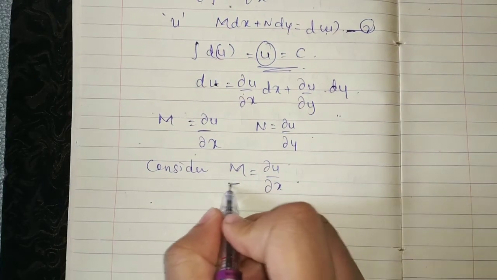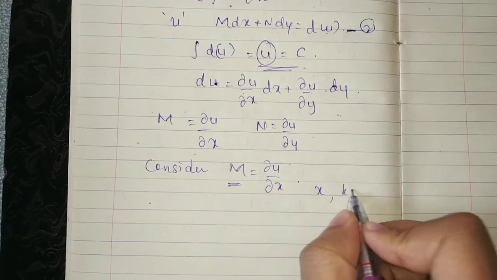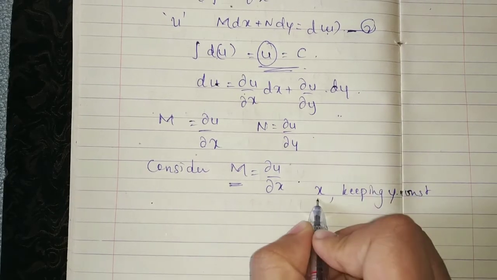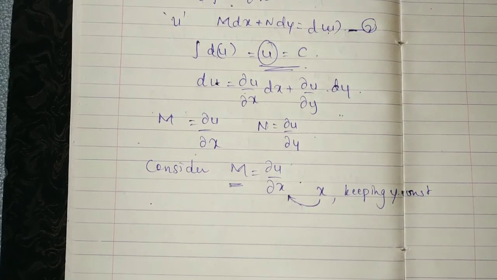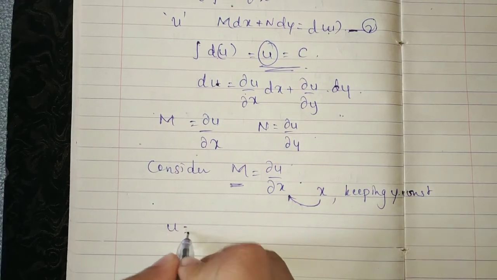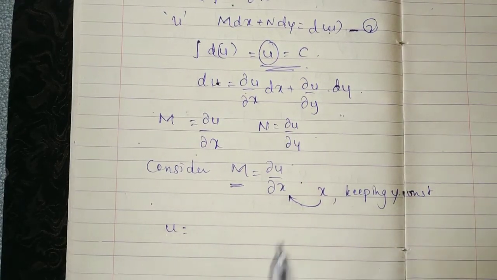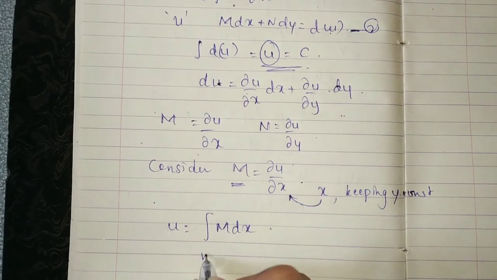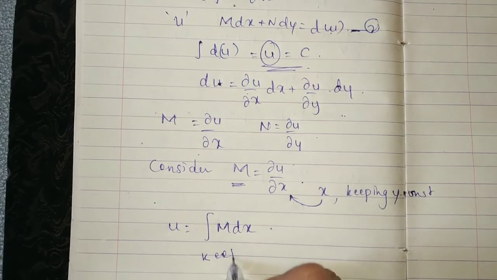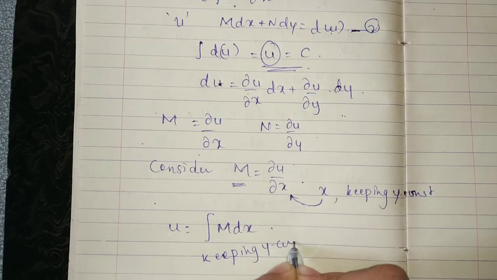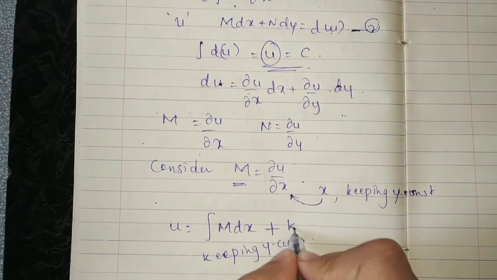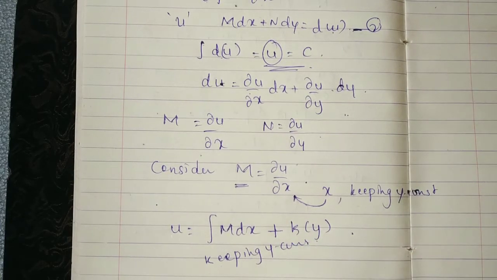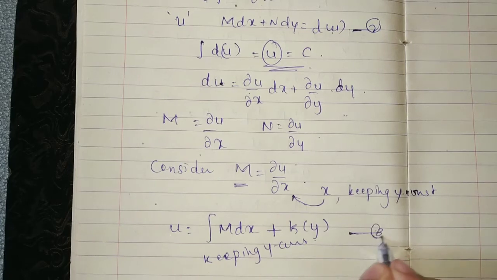Now, integrating this M with respect to x, keeping y constant, which is very important, we need to integrate with respect to x. We get u equal to the integral of M dx, keeping y constant, plus some function of y. Because we keep y constant, this function of y will be retained as it is. Call this equation 3.